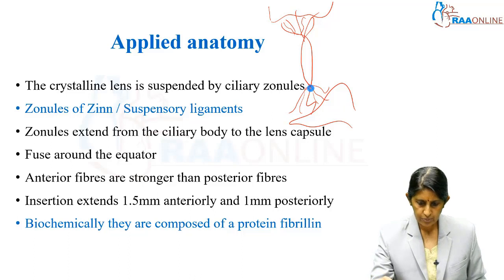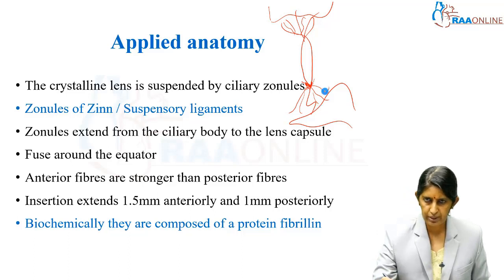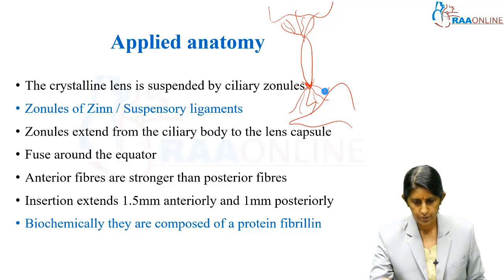The anterior attachments are a little stronger than the posterior fibers, and insertion occurs up to 1.5 millimeters anteriorly. So, the zonules will go up to 1.5 millimeters anteriorly and 1 millimeter posteriorly. And these zonules are composed of a protein called fibrillin. So, that is the importance of the zonules.